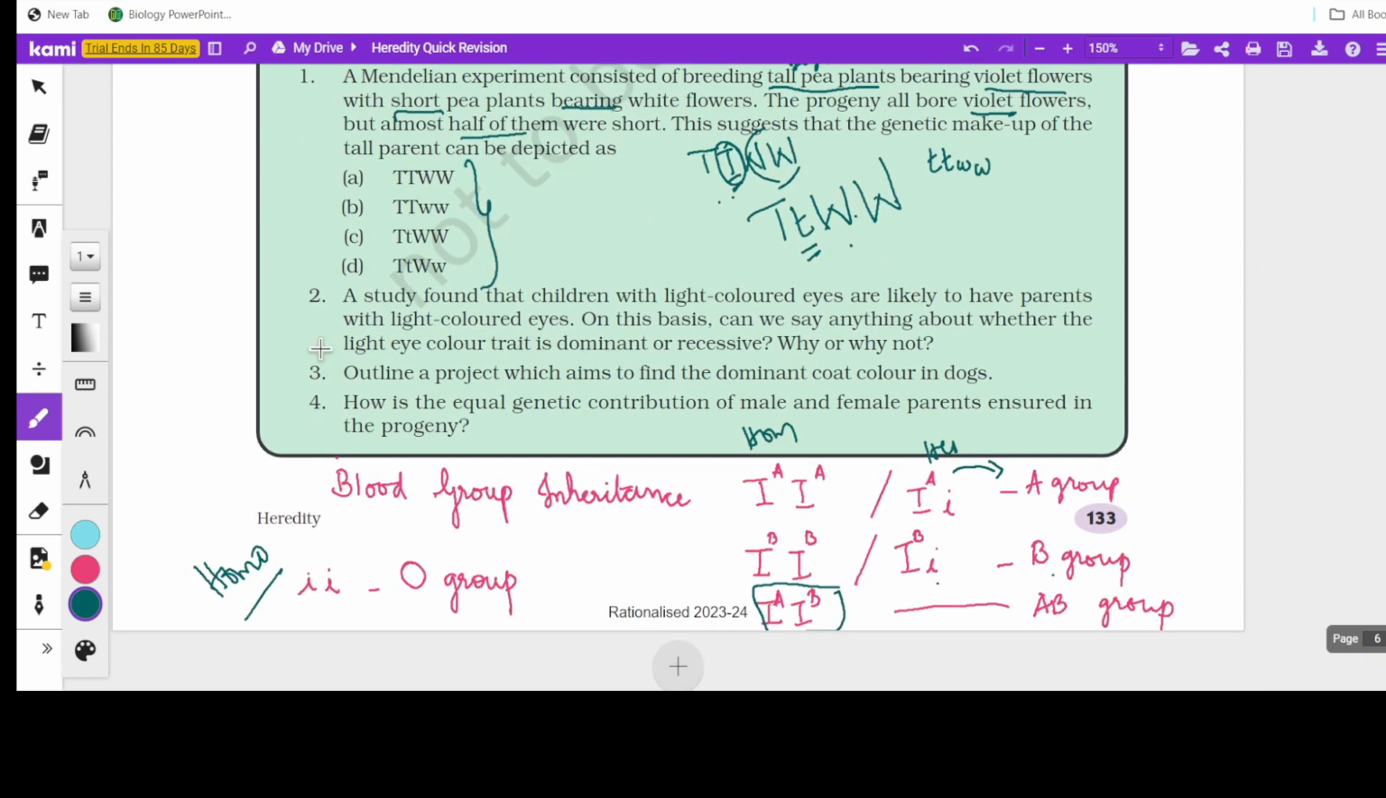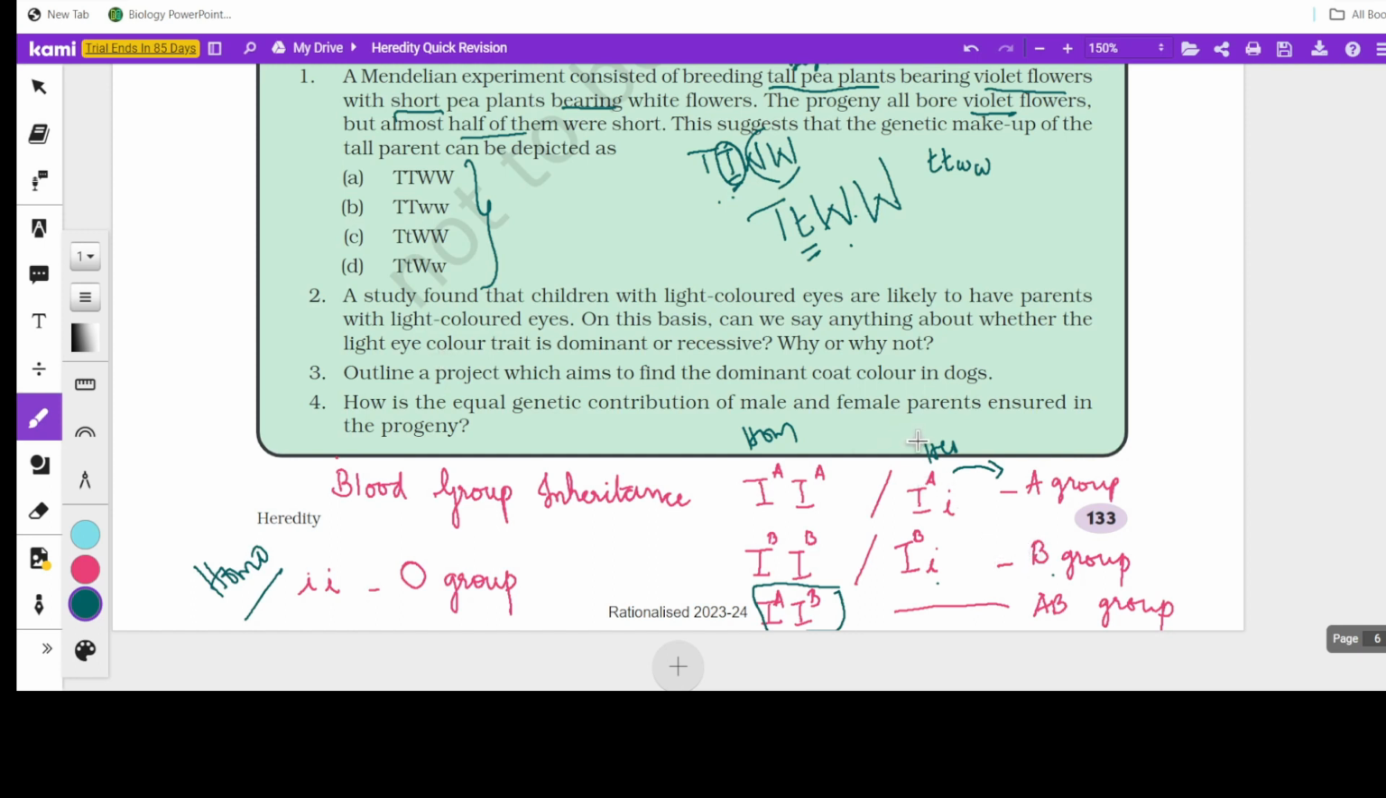Then again this one: light eye colored parents, and the children having light colored eyes are likely to have parents with light colored eyes. There is no way we could say whether the eye color trait is dominant or recessive here, right? Here the homozygosity or heterozygosity is not mentioned. Only if the genotype is given will we get to know if it is homozygous or heterozygous. Only then can we find which one is dominant and which one is recessive.